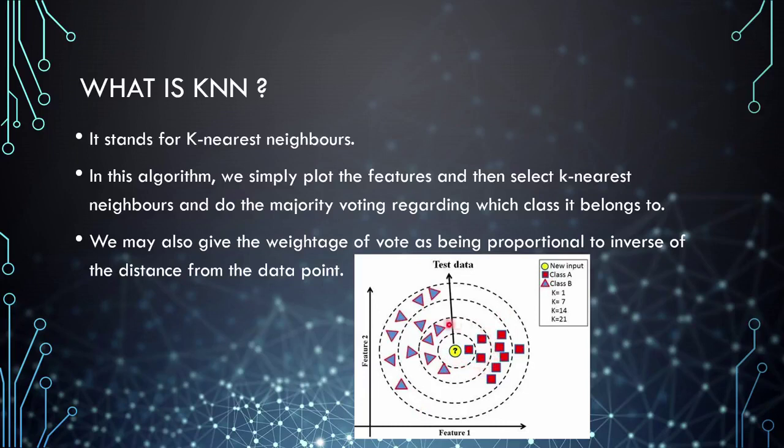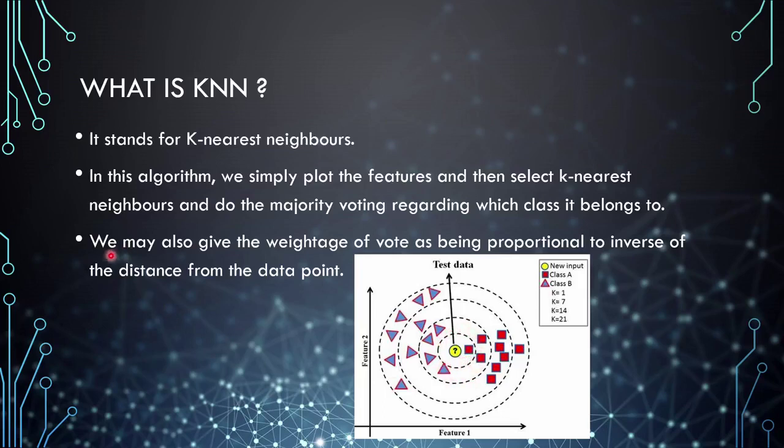But if we take a bigger circle, let's say k equals 7, which means we are considering 7 samples in our neighborhood, we will see that this time the blue data is more, so we will predict that our sample is blue. But if we take k equals 11, we will end up predicting our value to be red. So this was basically to make you understand that depending on how many nearest neighbors k we take into account, the prediction of our test data might vary.